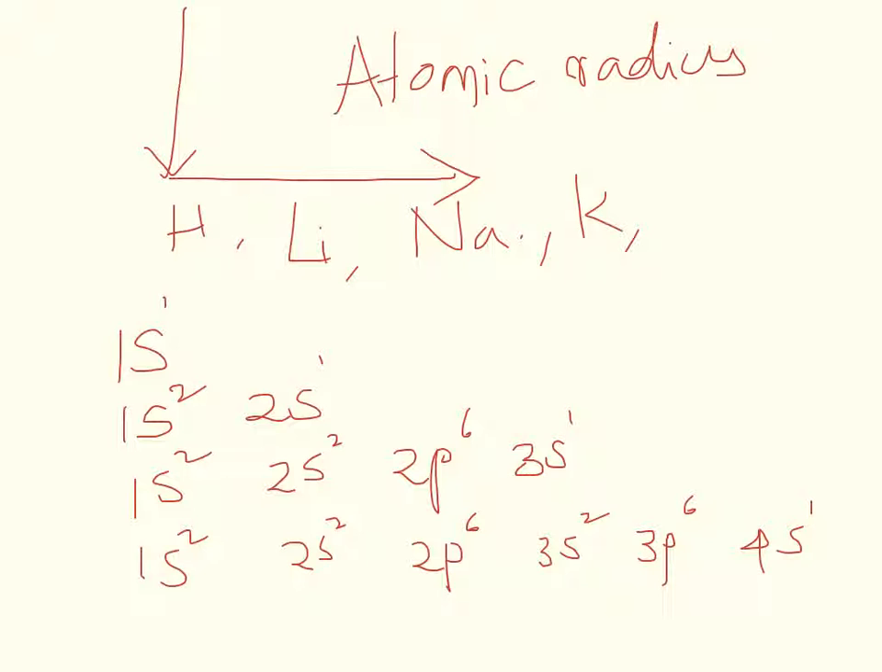If you check the pattern that is going on here, the first thing you observe is that the last electron, or the valence electron, is not paired. The valence electron is in the s subshell. The main shell for the valence electron is increasing as you go down the group: 1, 2, 3, 4.